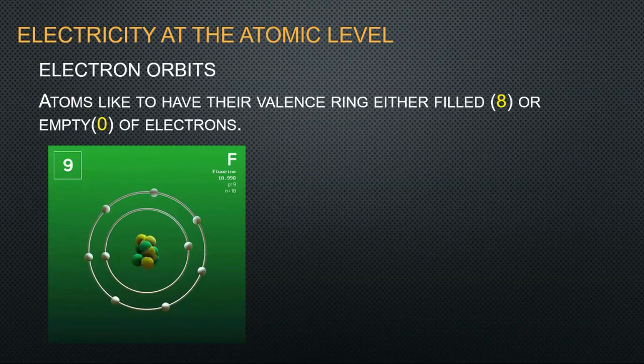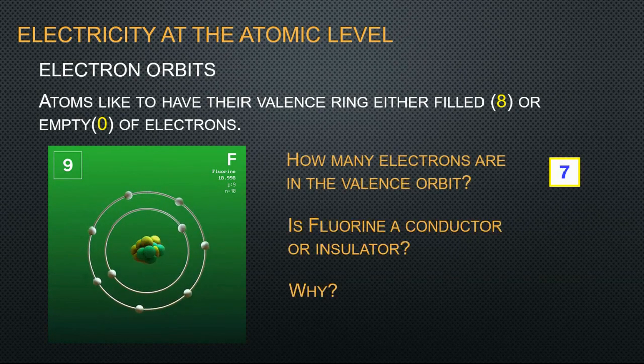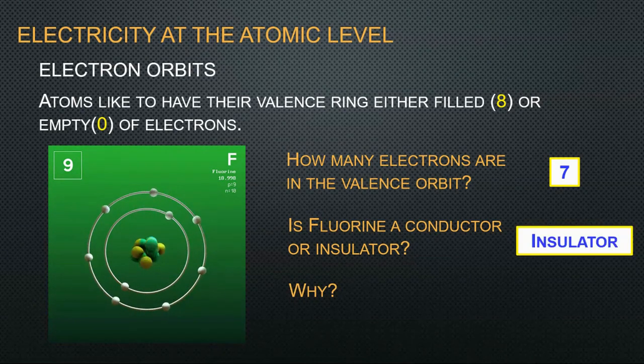Now let's take a look at this model of a fluorine atom. Fluorine has 9 electrons total, so there are 2 in the first orbital and 7 in the valence orbital. Because the valence orbit is nearly full, fluorine atoms hold on tightly to these electrons and do not let them flow from one atom to the next. Materials that behave this way are called insulators.